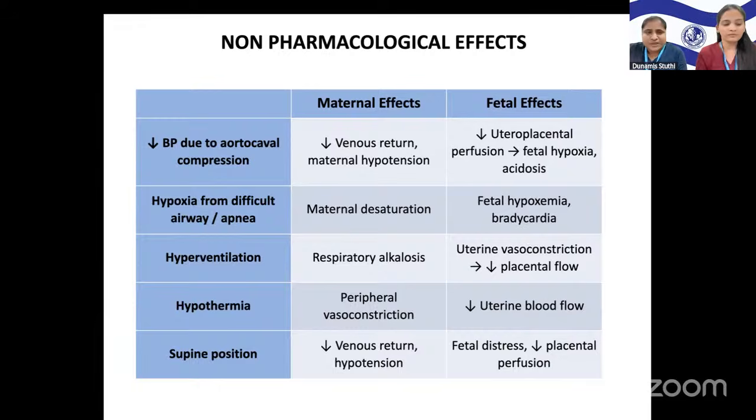And due to a difficult airway or during the apnea period, there can be hypoxia which leads to maternal desaturation, and which affects the fetus, causing fetal hypoxemia and bradycardia. And if there is any hyperventilation, it leads to respiratory alkalosis and uterine vasoconstriction, decreasing the placental blood flow. And we have to avoid hypothermia as it causes peripheral vasoconstriction in the mother, and this decreases the uterine blood flow to the fetus, causing fetal hypoxemia.